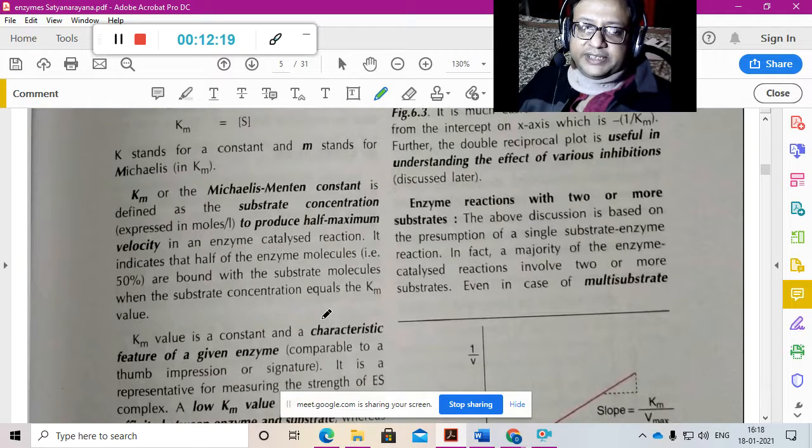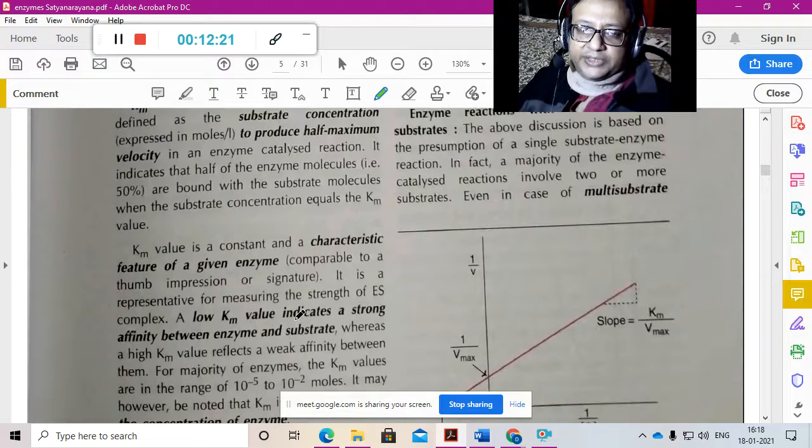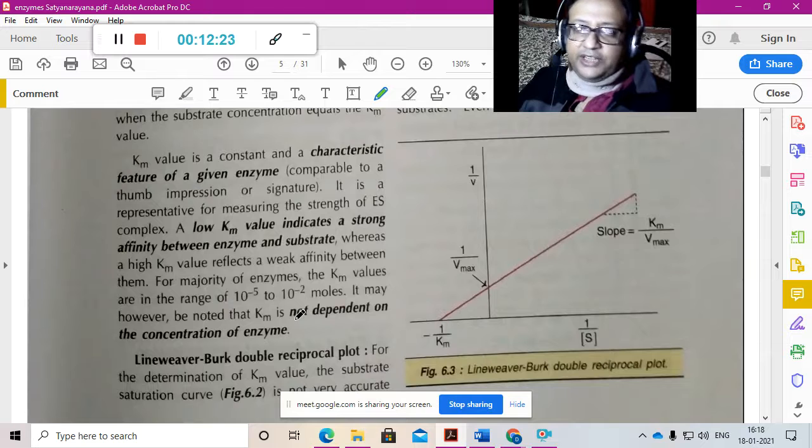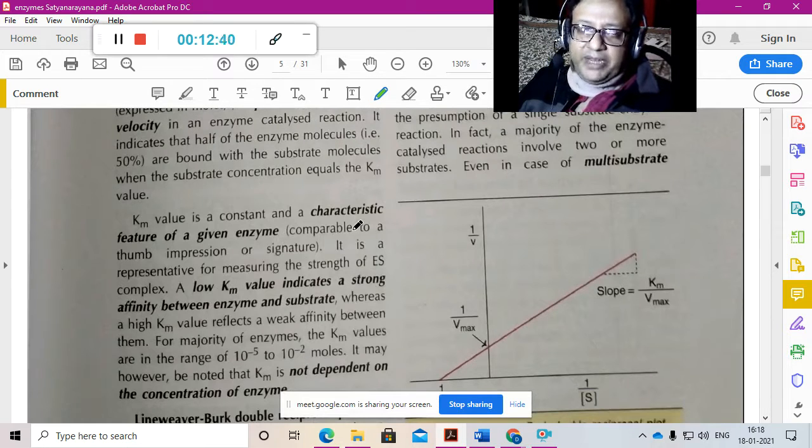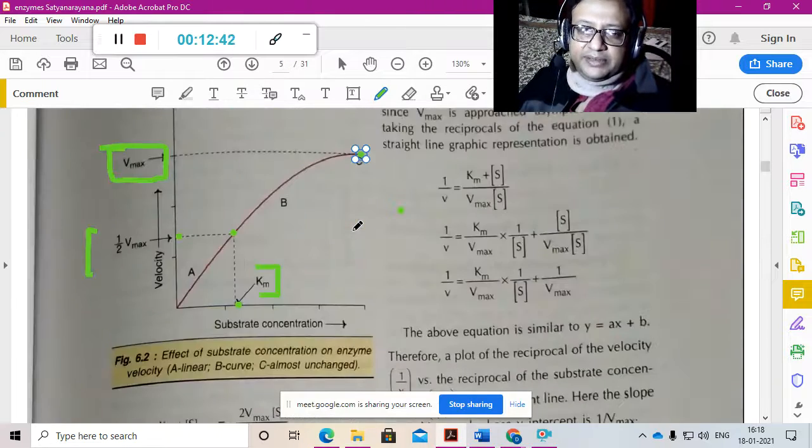Now there is a proof which you have to practice. I will send you my notes where you can find I've calculated it. I will not waste time on that because mostly it doesn't come in the exam. Rather, what you have to understand is what Km is, what low Km means and what high Km means.